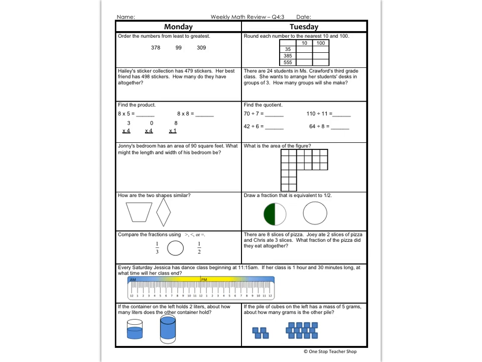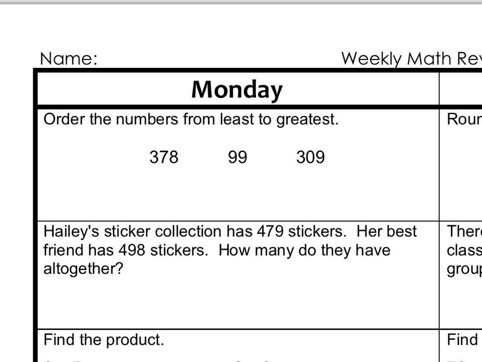Okay, this is the homework check for the grade 3, quarter 4, week 3 homework. We're going to start with the Monday section. Order the numbers from least to greatest. We know it doesn't always say that, but today it is least to greatest.